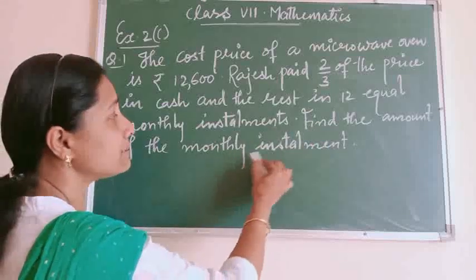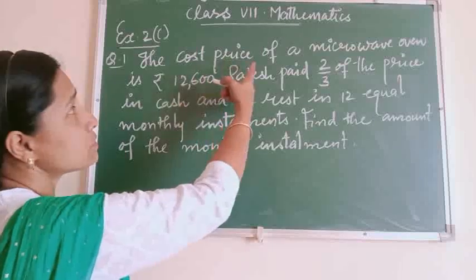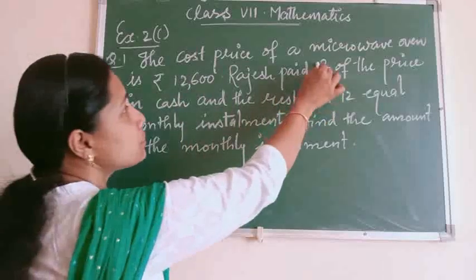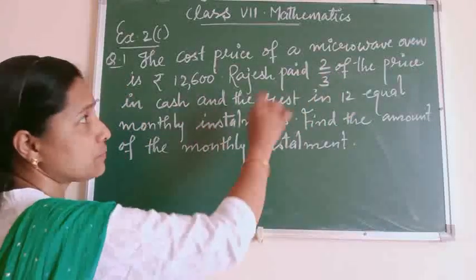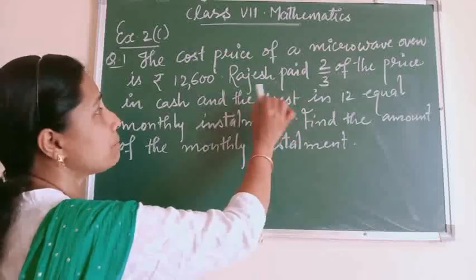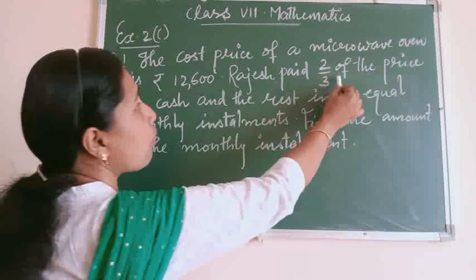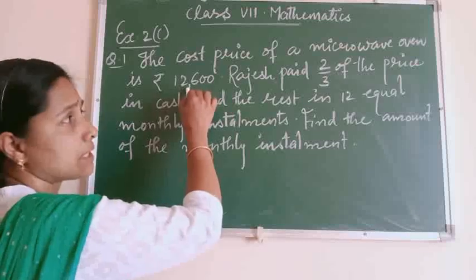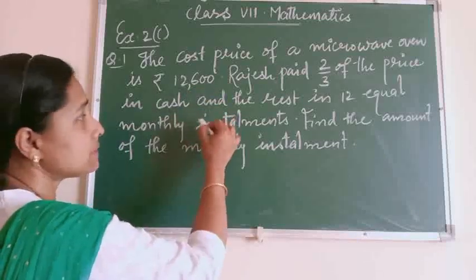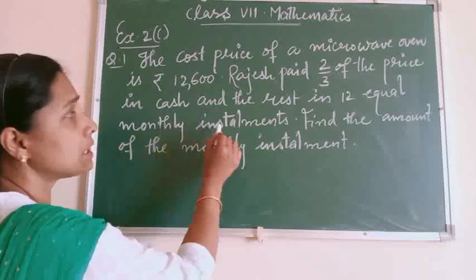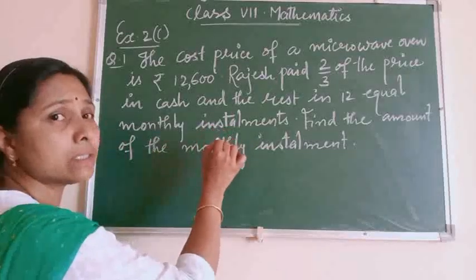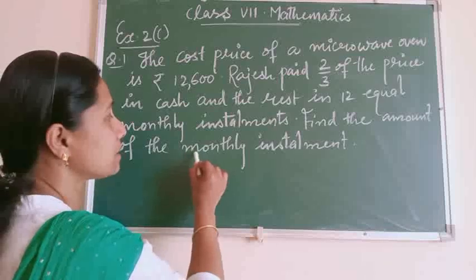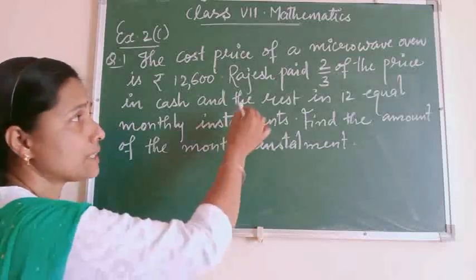You have to find out the monthly installment. So listen here. In this question, the cost price of an oven is given, that is 12,600, and he paid only 2/3 of the price in cash. So first of all, you have to find out the cash paid, that is 2/3 of, which means multiplication, 2/3 multiplied by 12,600. And the remaining money he paid in 12 monthly installments. For getting that, you have to find the remaining money, and the remaining money should be divided by 12. That will be the monthly installment. So let us see the solution on the board.